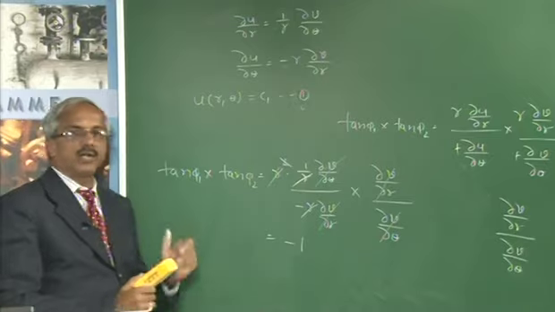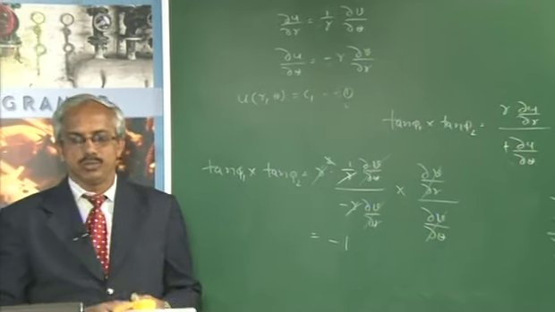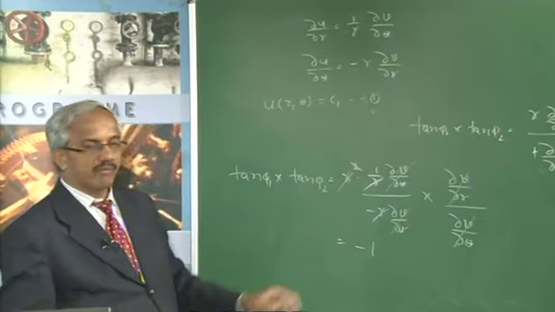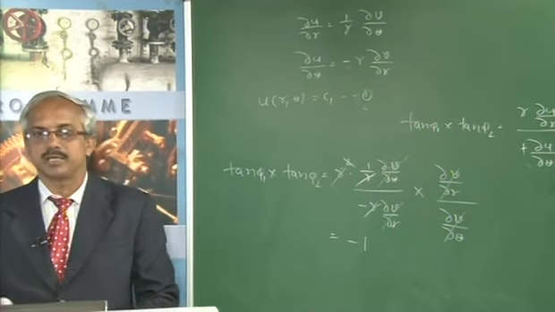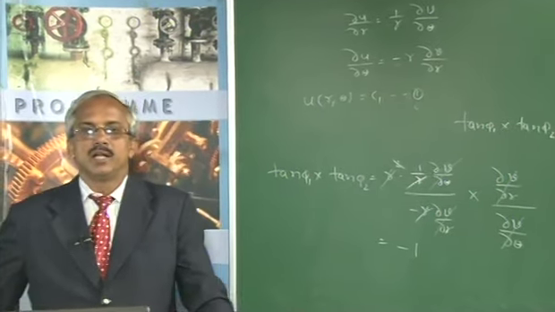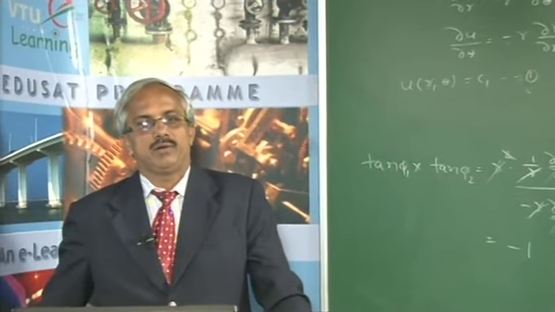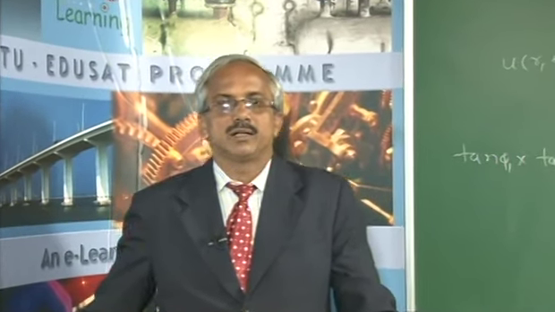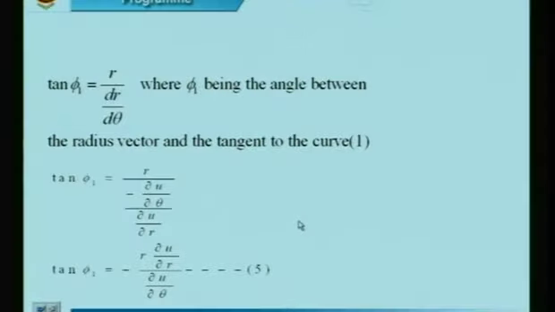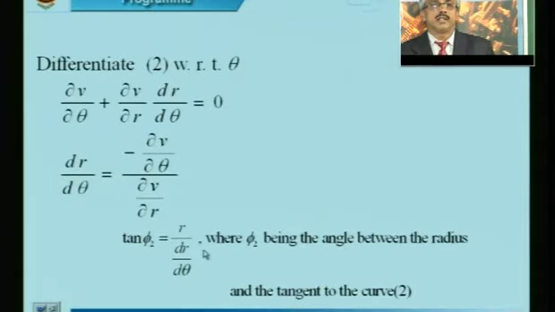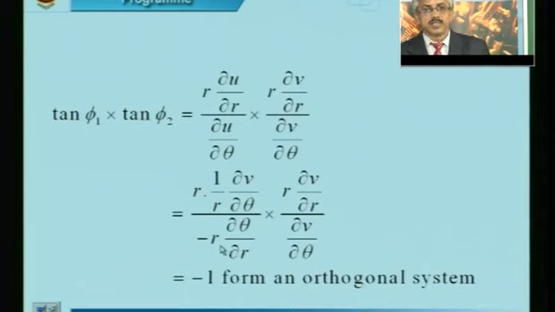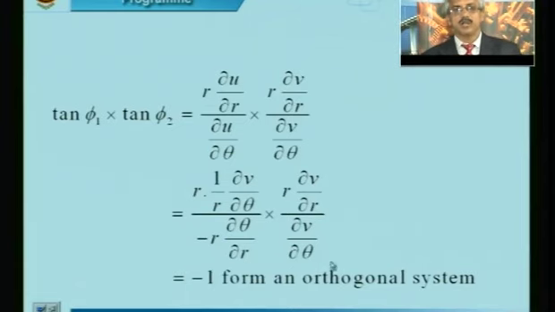I got tan phi 1 into tan phi 2 is equal to minus 1, and this relation forms an orthogonal system of families of curves. Orthogonal system of family of curves, we have observed that the converse of both the properties need not be true, but tan phi 1 is equal to r by dr by dθ, phi 1 being the angle between the radius and tangent to the curve 1, that I just discussed on the board. You have observed that. Then finally I got this result. So this result forms an orthogonal system.